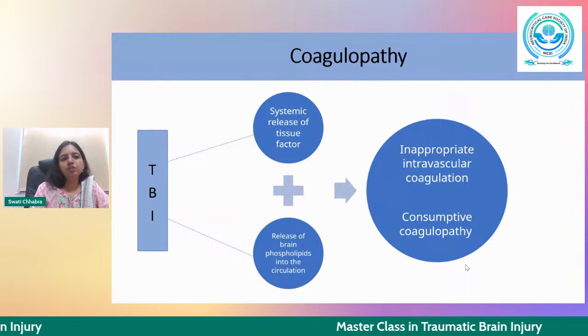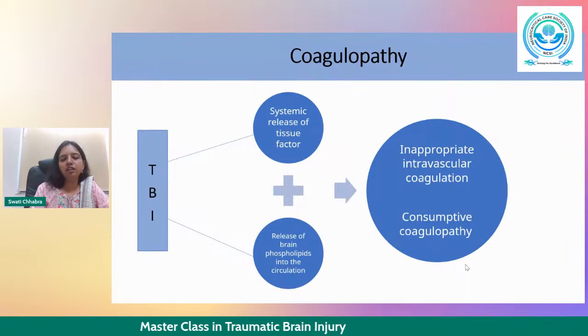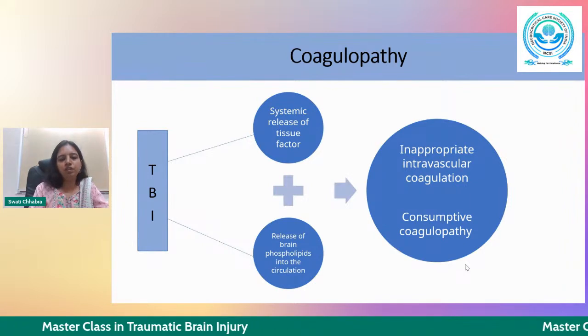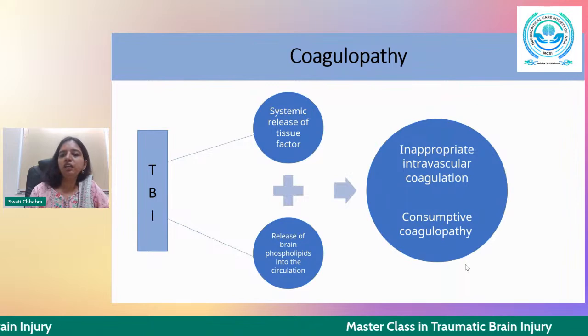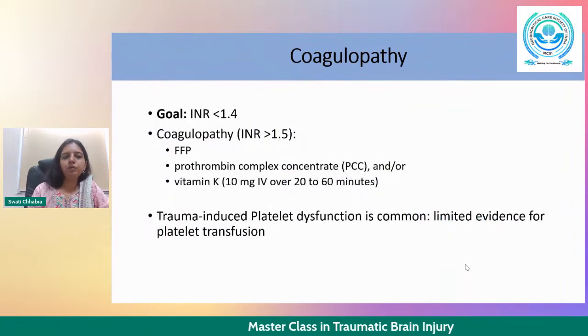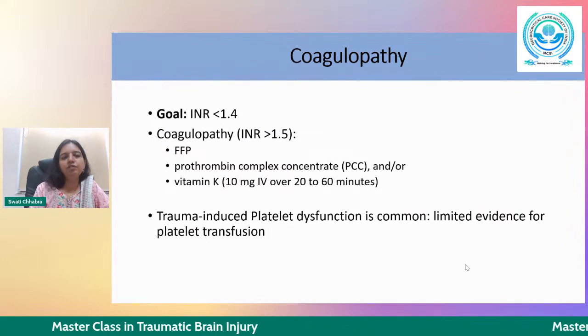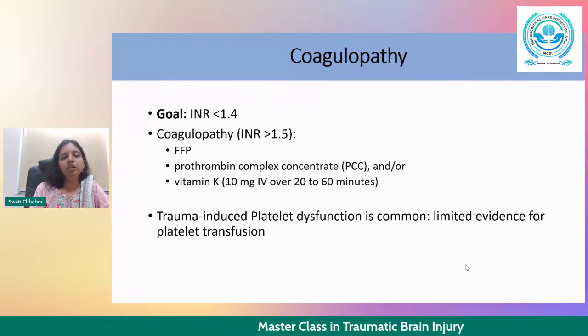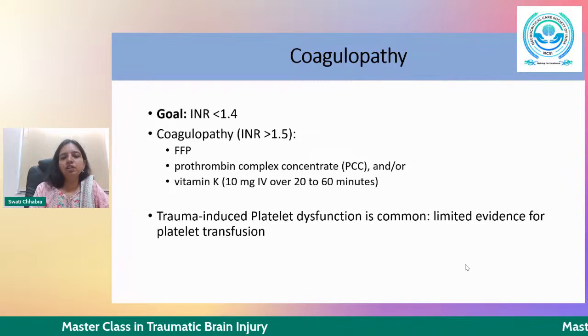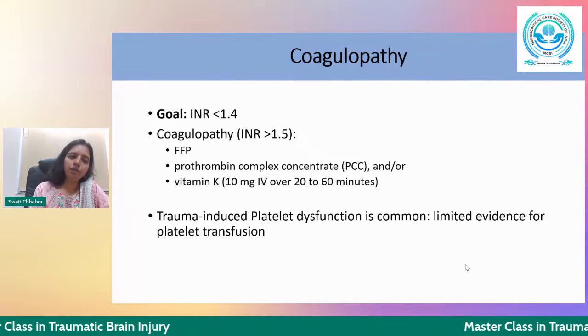Coagulopathy is an important issue because TBI induces systemic release of tissue factors and a release of brain phospholipids into the circulation. So there is inappropriate intravascular coagulation and consumptive coagulopathy. So our goal is to maintain an INR of less than 1.4. If we encounter a coagulopathy with INR more than 1.5, we can give fresh frozen plasma or prothrombin complex concentrates, with or without vitamin K.